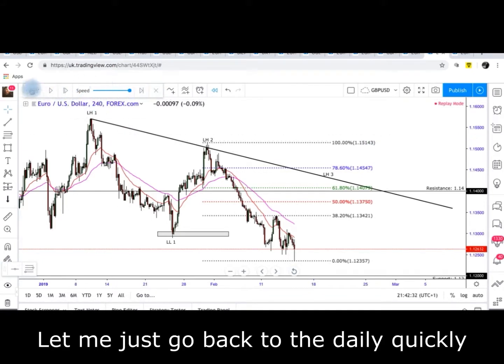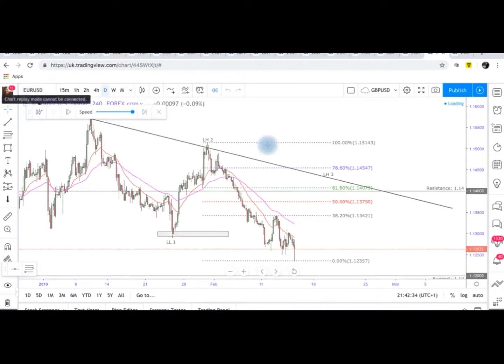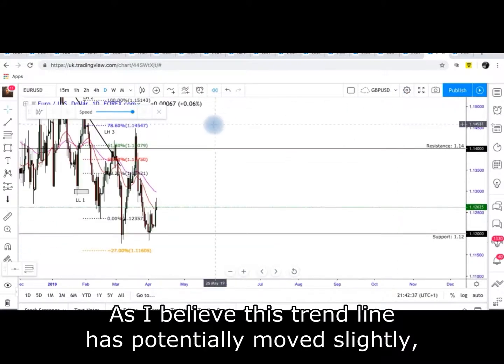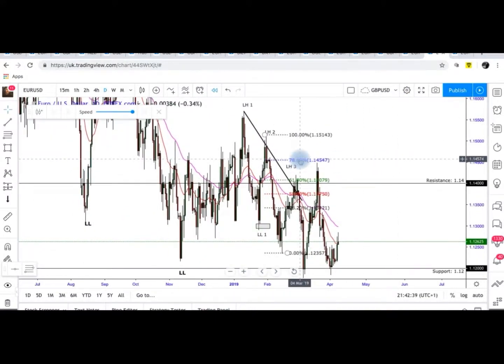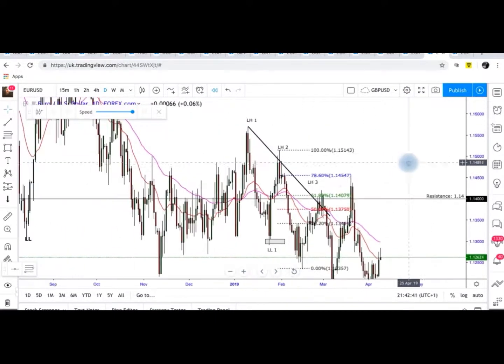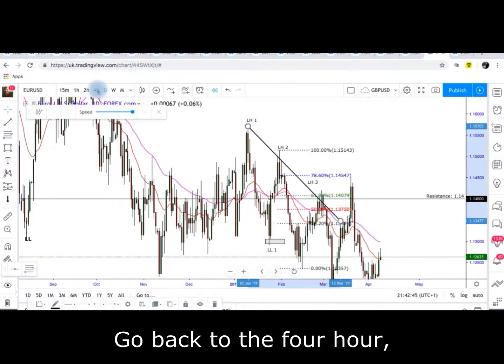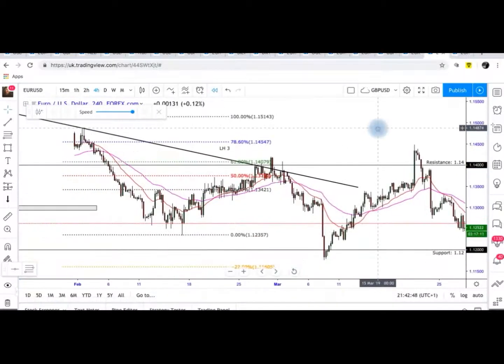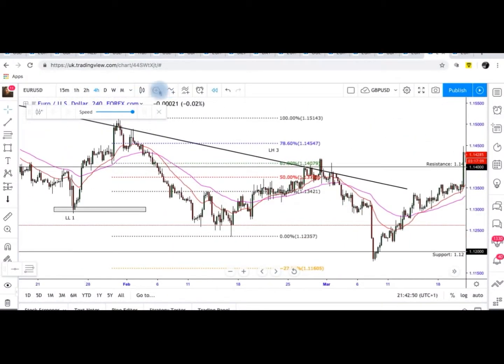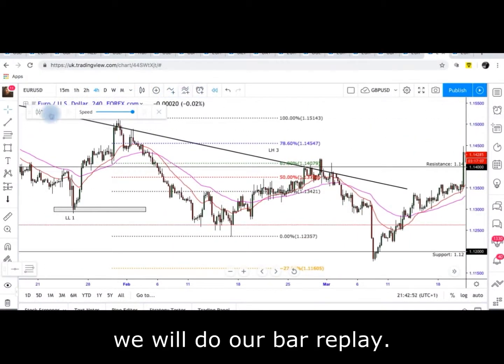Let me just go back to the daily quickly. So I believe this trend line has potentially moved slightly. Go back to the 4 hour. We will do our bar replay.